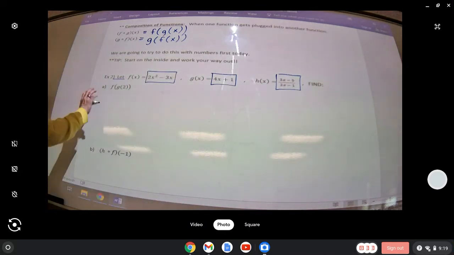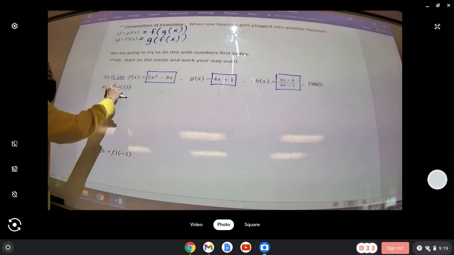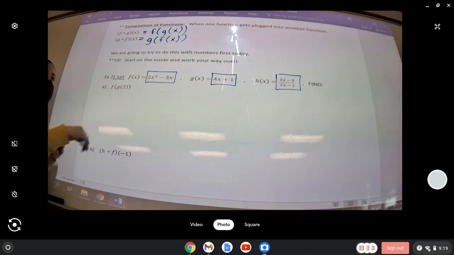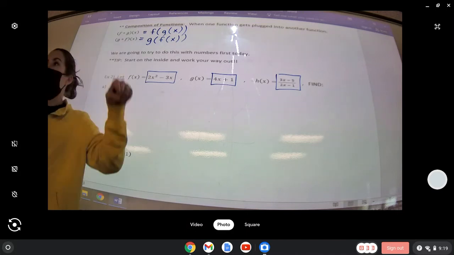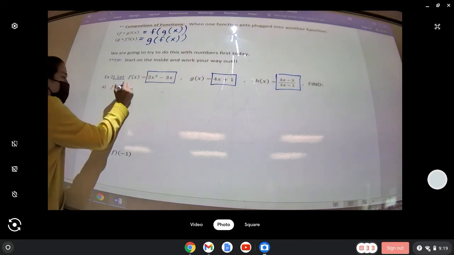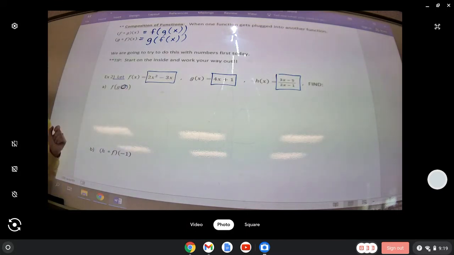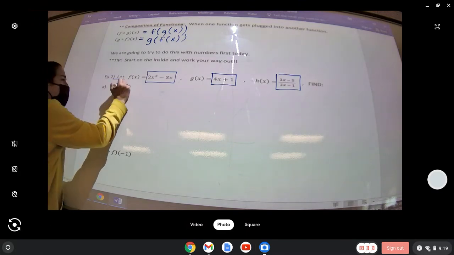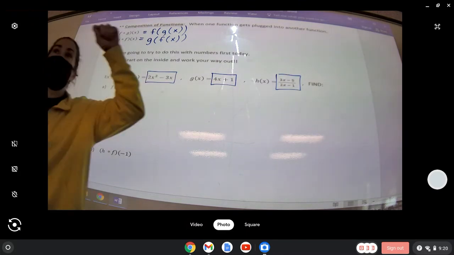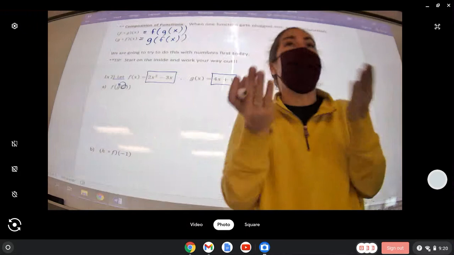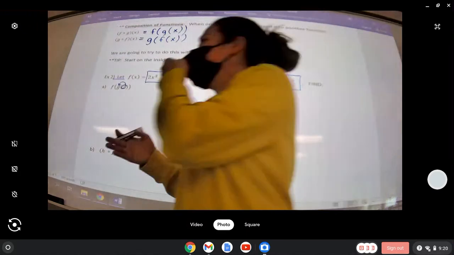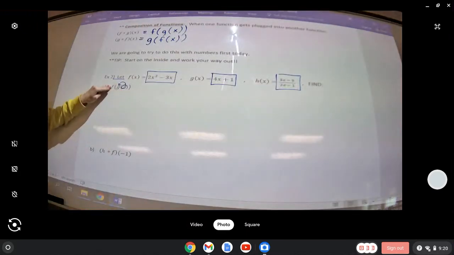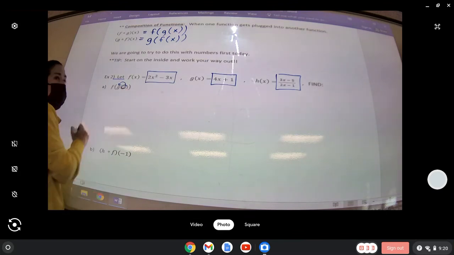All right, so here we go. They want us to find, in example A, f of g of 2. So we're going to start inside and we're going to work our way out. So guys, if you start inside, we got 2. So what they want you to do with the 2 is plug it into g. When you plug 2 into g, you're going to get a number. Whatever number that number is going to go into function f. And you just keep working your way out, plugging a number and a number over and over into the next function. All right, so that's what we're going to do. We're going to plug 2 into g first.